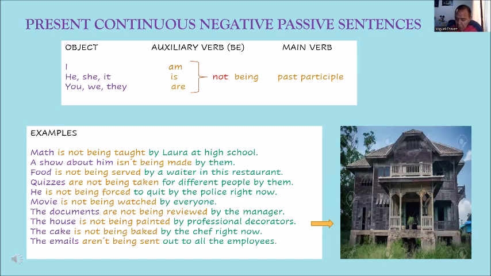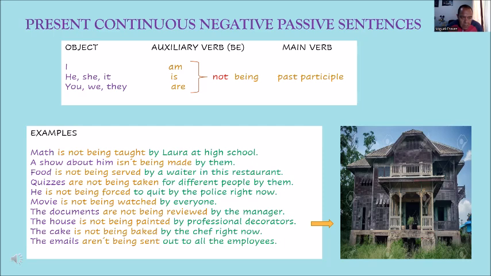As we know, we use passive voice when the focus is on the object of a sentence rather than the subject. We use not in the sentence after am, is, are to make it negative. To form present continuous negative passive sentences, we follow these steps. Start with an object. Add am, is, are plus not being. Use the past participle of the main verb. Add by plus subject. It is optional.